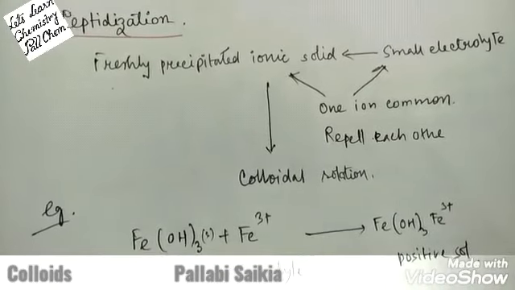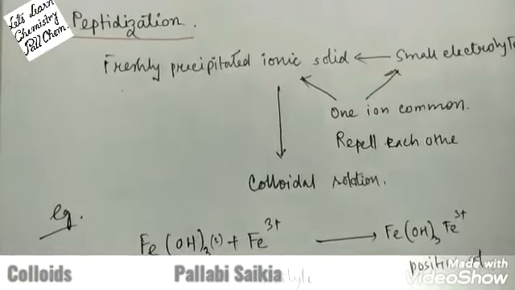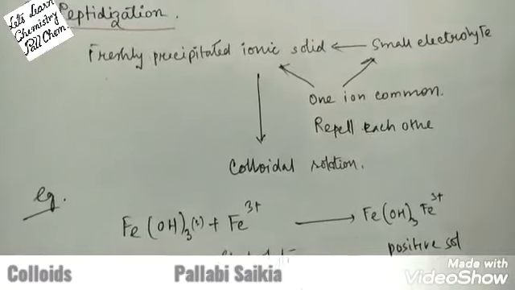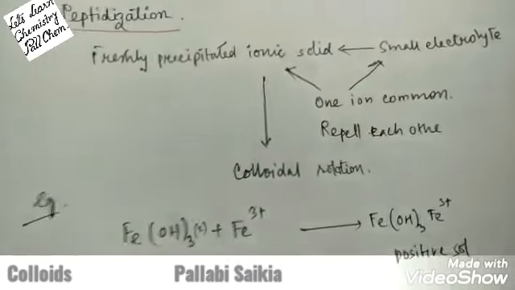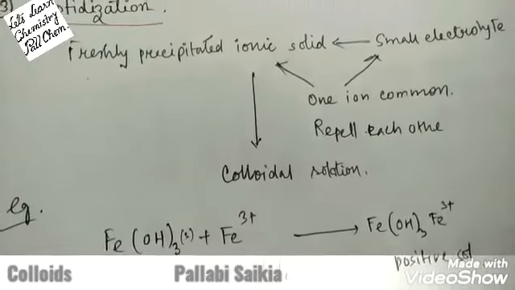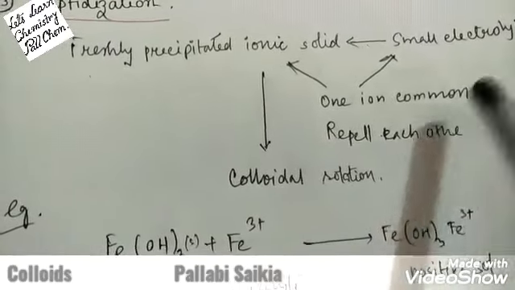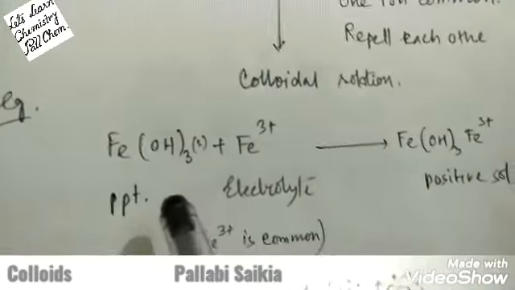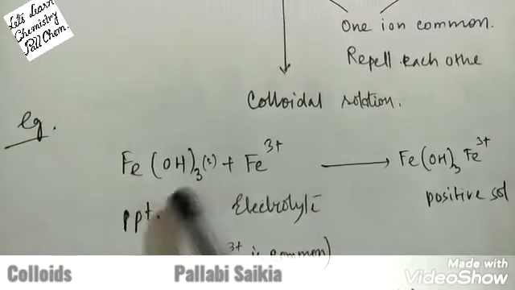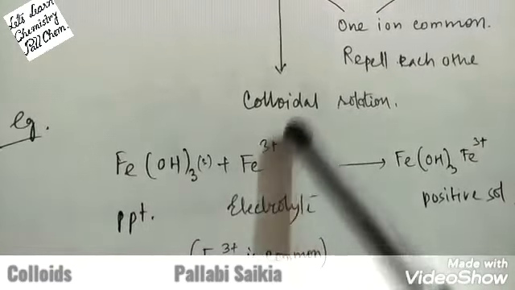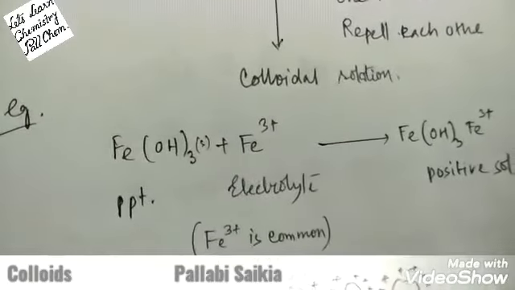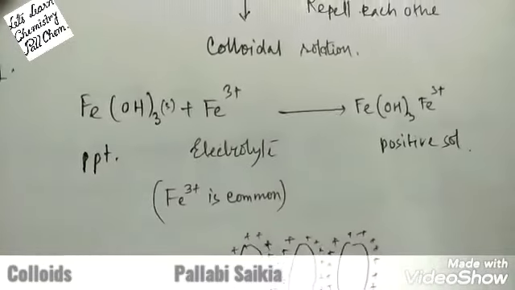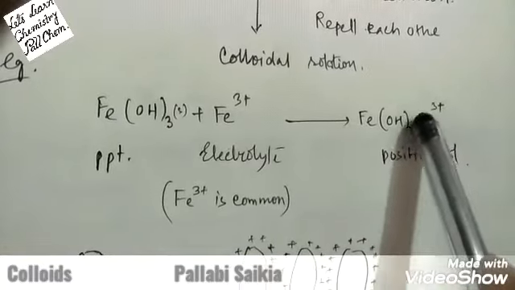Third one is peptization. In this method, freshly prepared ionic precipitates can be converted to colloidal solutions by adding a small amount of electrolyte. The added electrolyte and the ionic solid have one ion in common, so that common ion will repel each other. For example, we have a ferric hydroxide precipitate, then we add some Fe3+ ion from outside as an electrolyte. Suppose FeCl3 is added, then we will get a sol, Fe(OH)3 with Fe3+.